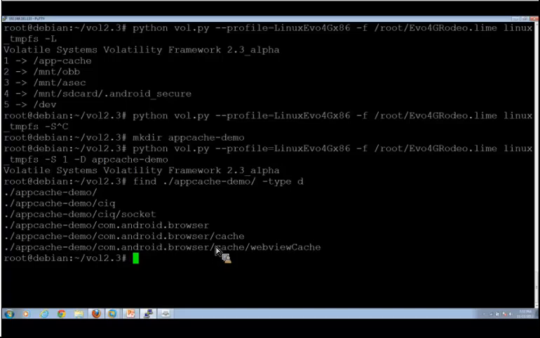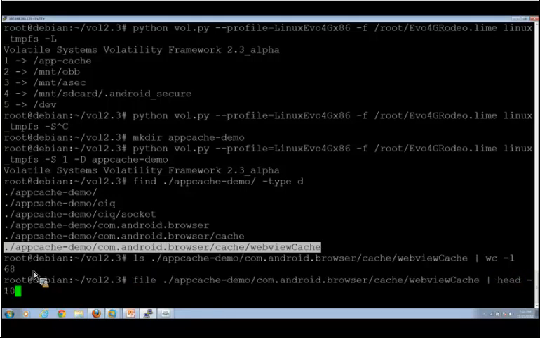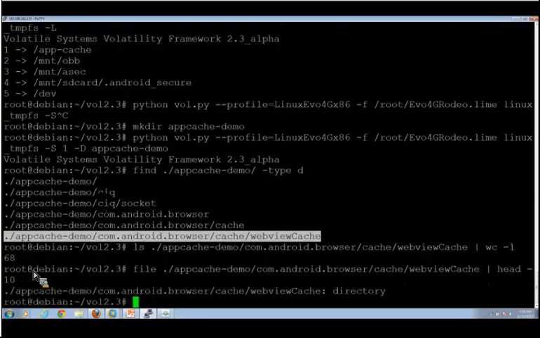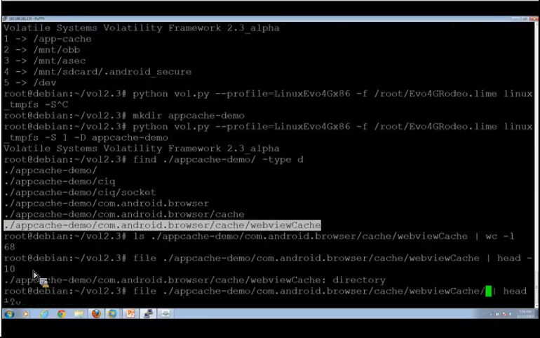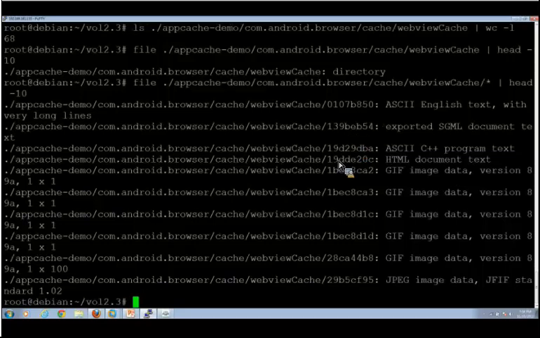So now if we ls this directory, we see that there's quite a few files. We had 68 files in the browser cache, and if you run file on them, and we'll just look at the first couple, we want to run it on all the files in that directory. We see that we have real files. So we have some GIF images, we have some JPEGs, we have an HTML document. So again, we've pulled the browser cache directly out of memory, and that's the only place it exists for the stock Android browser. So this is something you want to do.